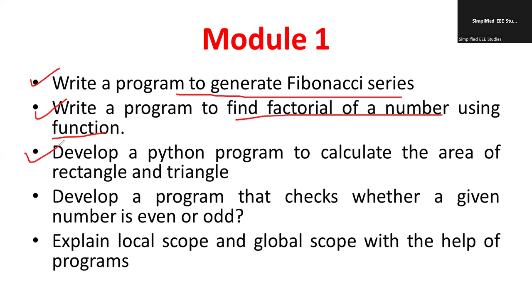Next is: develop a Python program to calculate the area of the rectangle and the triangle. Here you need to know the basic operators. You should know the formula for calculating the area of the rectangle and the triangle respectively. For the triangle, you can go for a right angle triangle, or you can go for Heron's formula.